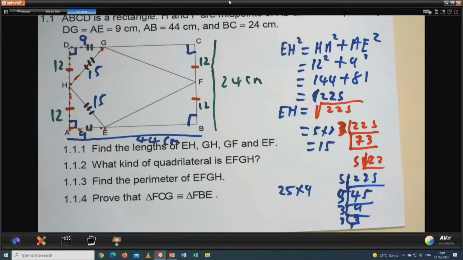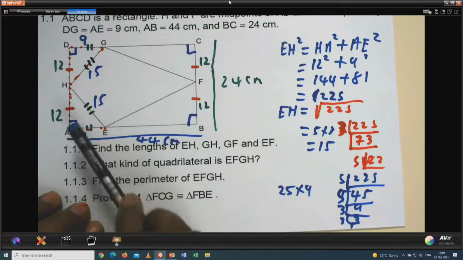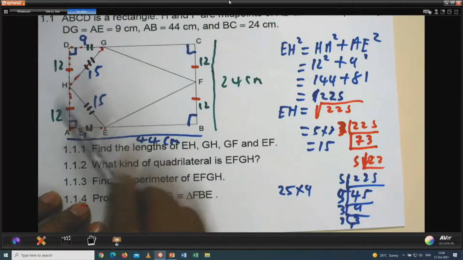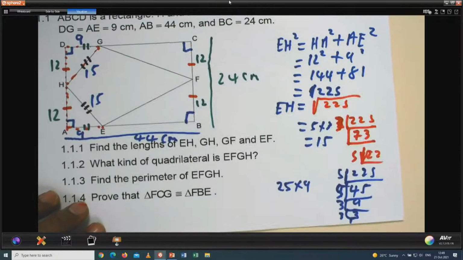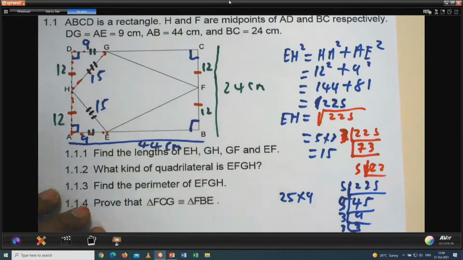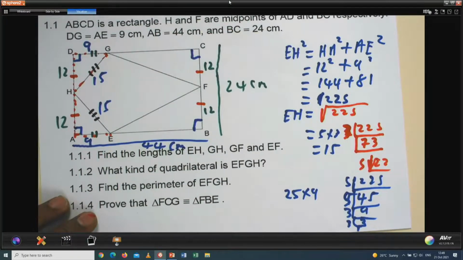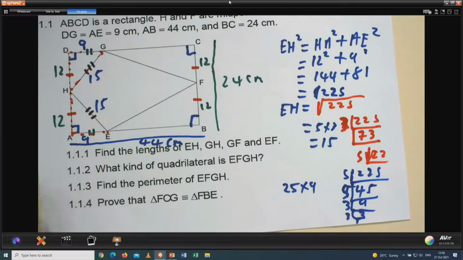But you see, what is heartbreaking or frustrating with this question? If you don't know one thing, you're in trouble. If you don't know that congruency, that these sides are equal, you are in trouble. If you don't know your Pythagoras, you are in trouble. If you don't know properties of rectangles, you are in trouble. So you won't go beyond here. Not at all.